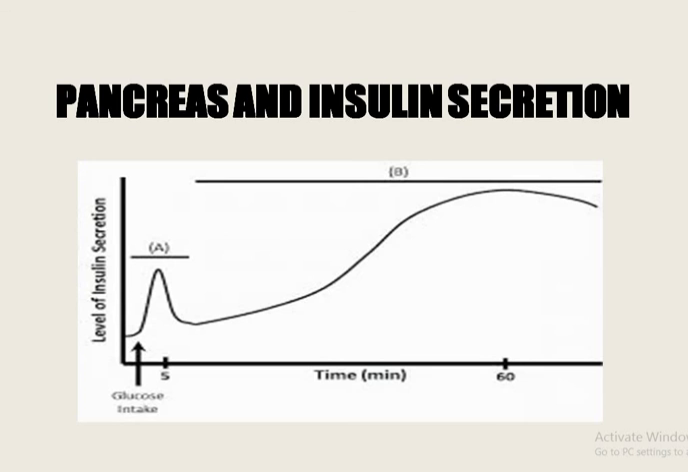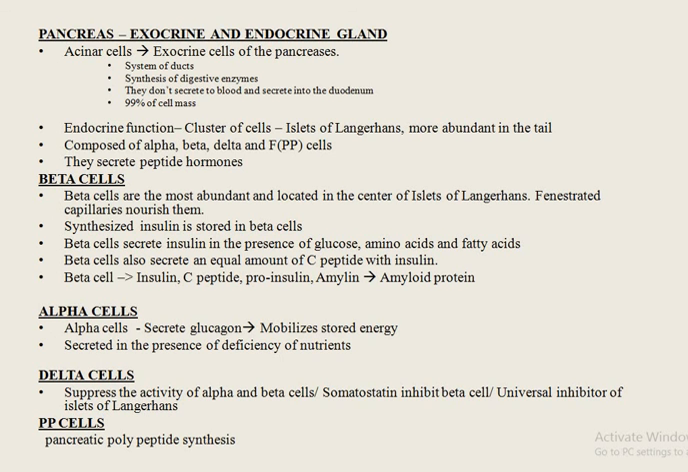So the insulin secretion occurs in the pancreas. The pancreas is a double gland, meaning that it has both exocrine as well as endocrine function. But the pancreas has a larger exocrine function because 99% of the pancreas cells are made of acinar cells. So these are systems of ducts which secrete or synthesize digestive enzymes.